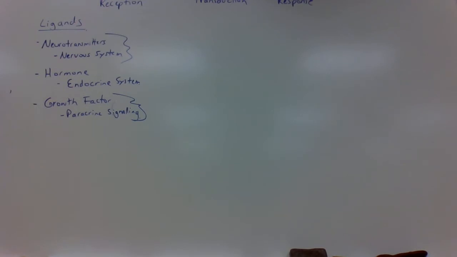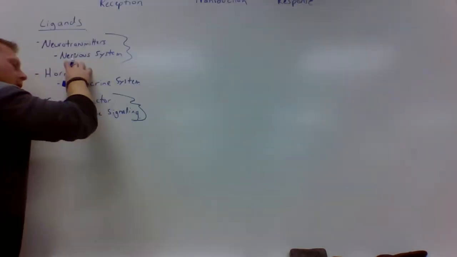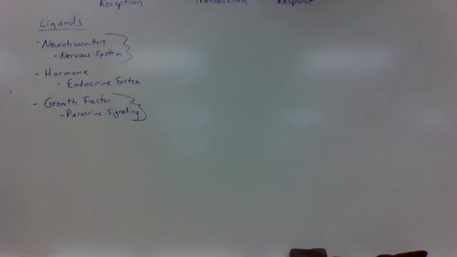The key with a local messenger is that it is not entering your what? Your bloodstream, which is exactly what a hormone does. A hormone is a long-distance messenger. And what makes it long-distance is that hormones enter your bloodstream. They travel throughout your entire body, and they bind to any cells that have a what for it? A receptor. Good.